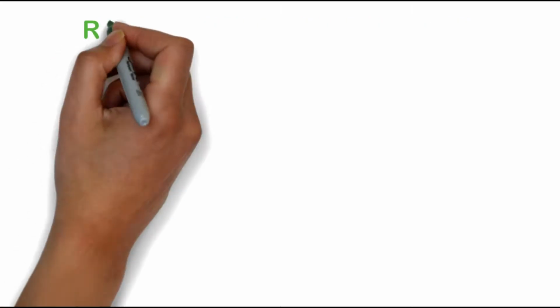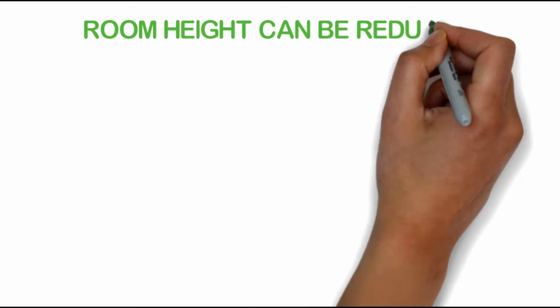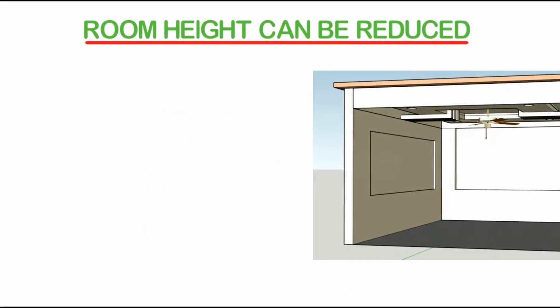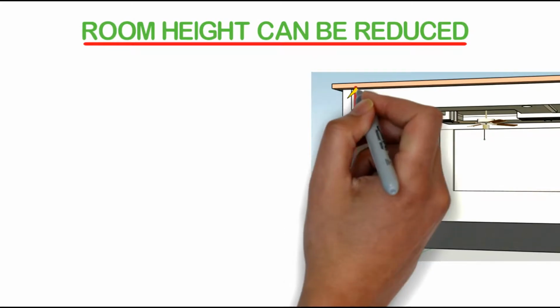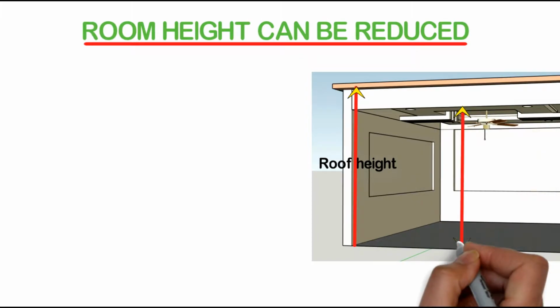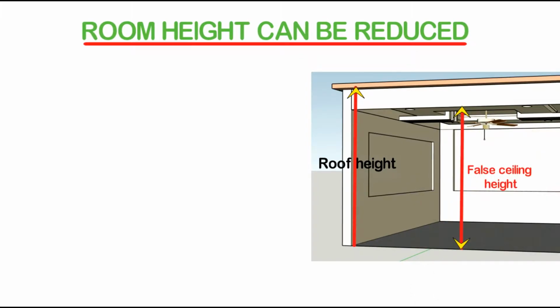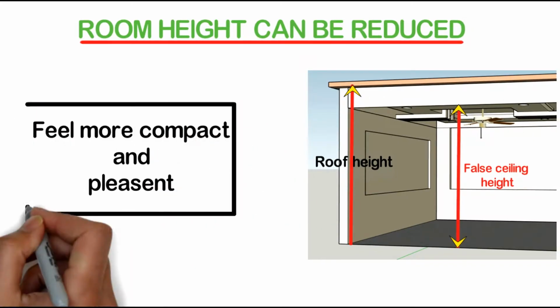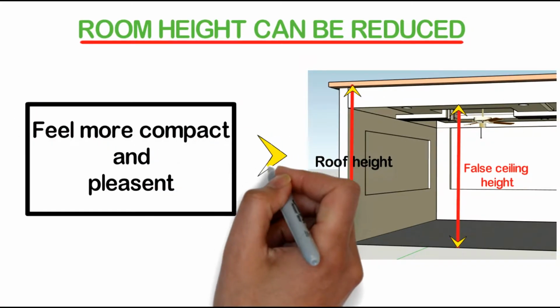The room height can be reduced. Next point is the room height can be reduced by using a false ceiling. This is the roof height and this is the height of the false ceiling. And look at the difference. The room feels more compact and pleasant by using a false ceiling because the room height is less.